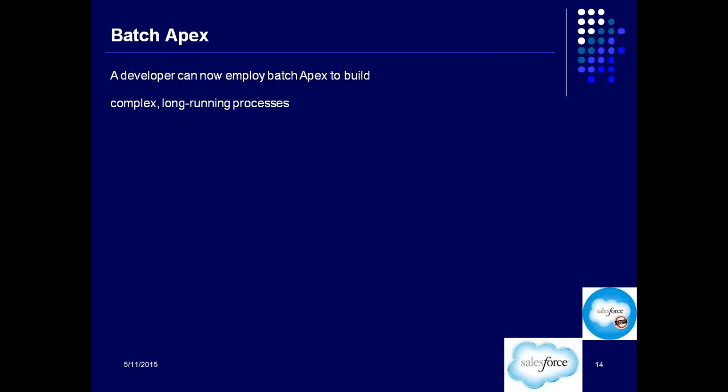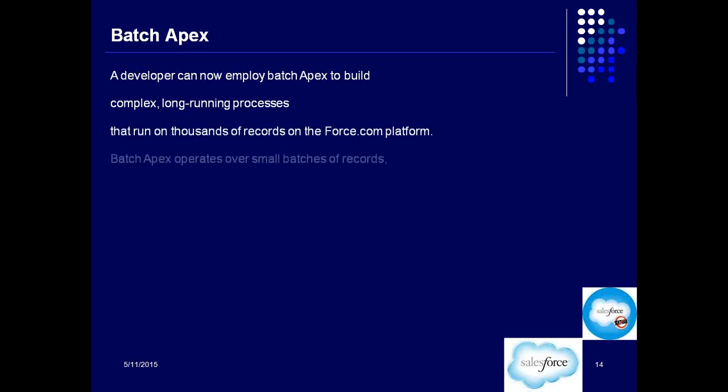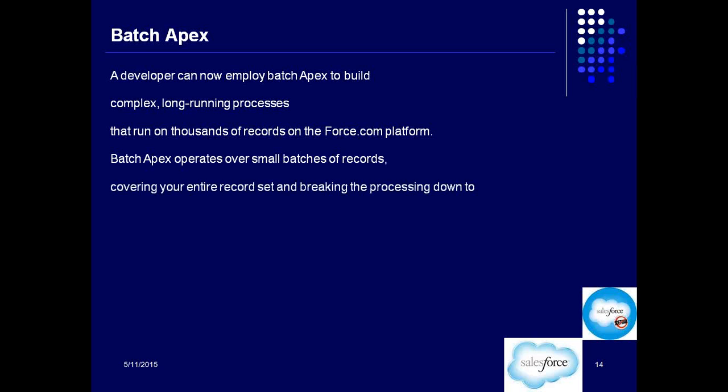A developer can now employ batch Apex to build complex long-running processes that run on thousands of records on the Force.com platform. Batch Apex operates over small batches of records. Instead of performing a big operation on the entire set of data, I can perform it in small batches of records, covering your entire record set and breaking the processing down into manageable chunks. So it can cover your entire big set of data, but all in small chunks. Instead of doing one big processing, it can do that in small chunks.